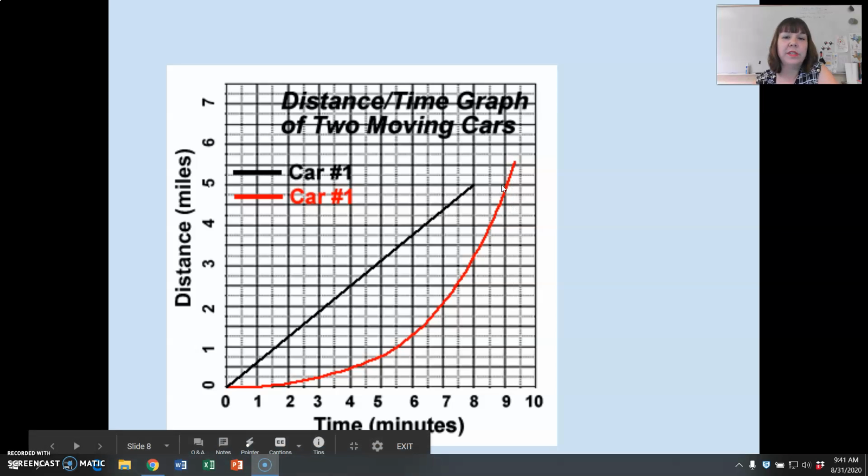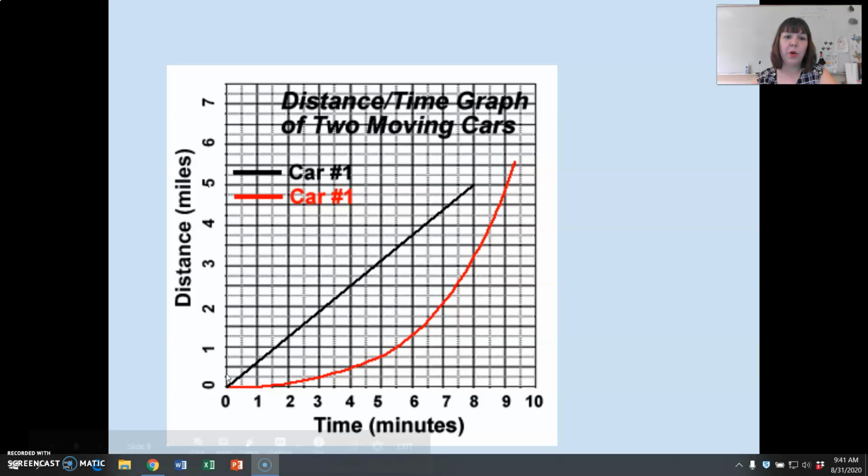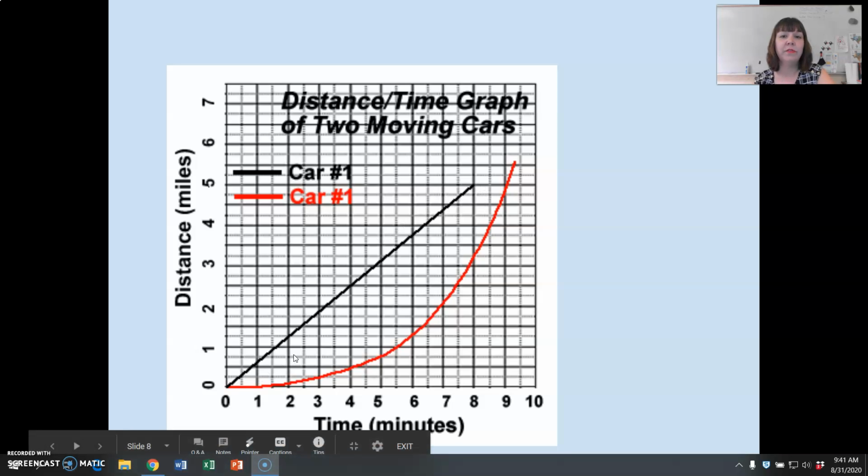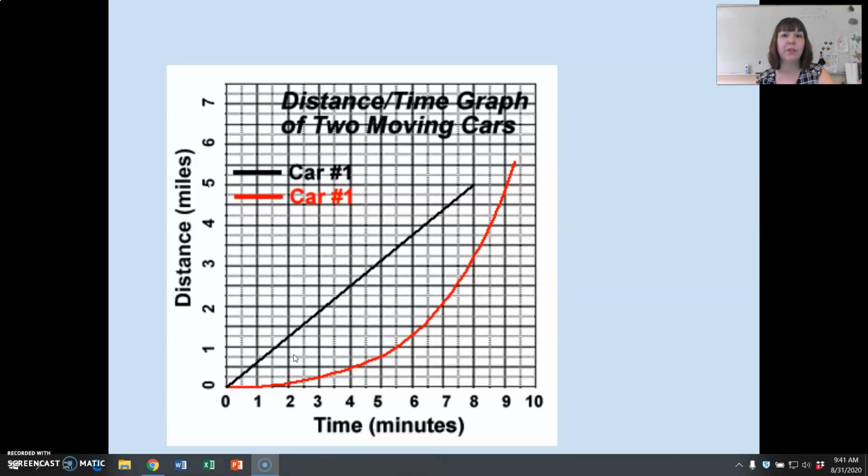What else can you discern with these two graphs? What do you know about the black car's motion if it's a straight line? If it's a straight line, that rate of change of position is staying the same. It's going the same speed. It's on cruise control, so to speak. What about the red car?